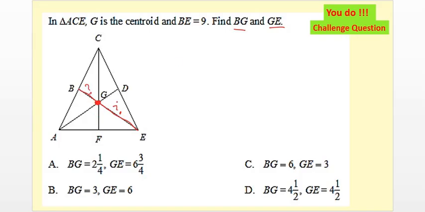So as I told you, whenever you have a median, this centroid divides the median into 1/3 and 2/3. So to get the 1/3, divide 9 by 3. So it will give us 3. That means this measurement will be 3. So the double of this one is 6. So total is 9. 3 will be here, 6 will be here. So which option is the correct option? This option has the correct answer. B to G is 3 and G to E is 6.